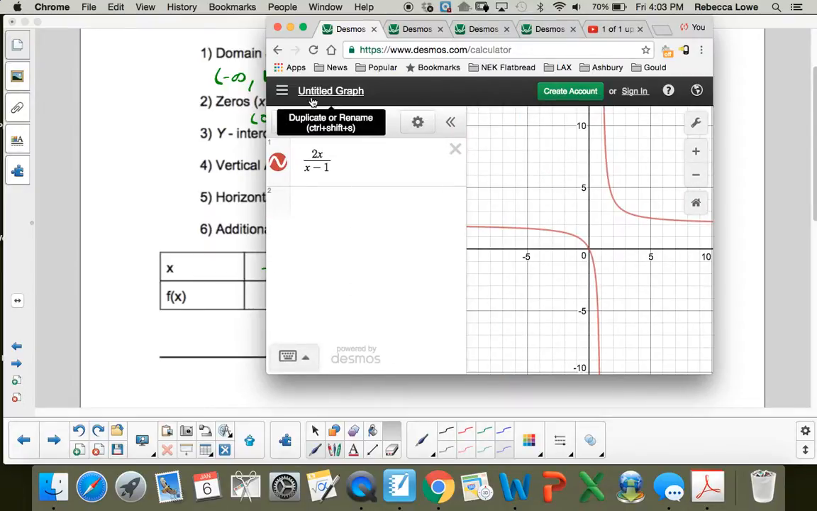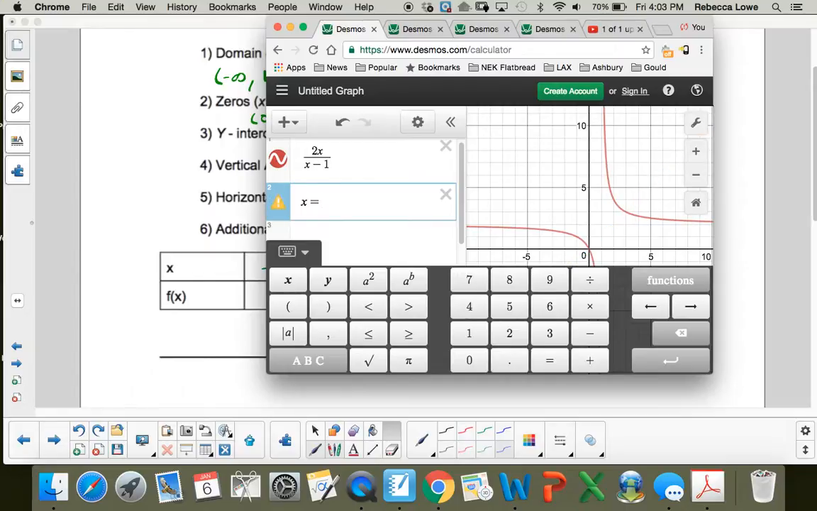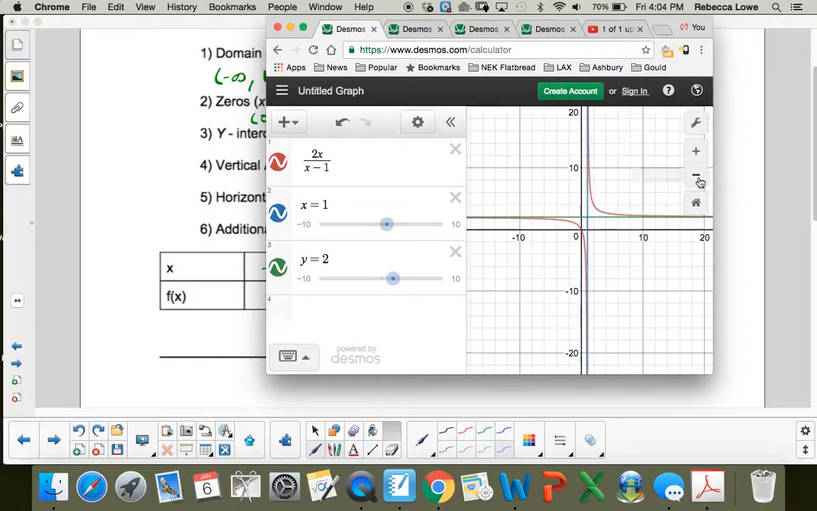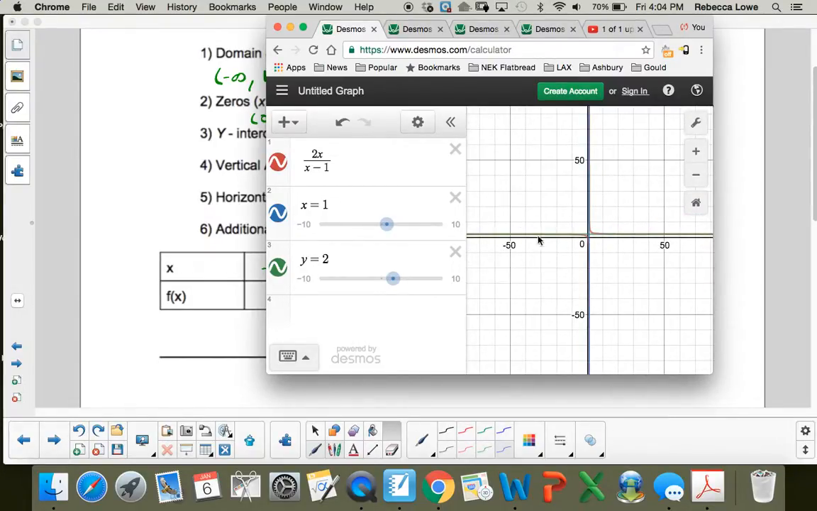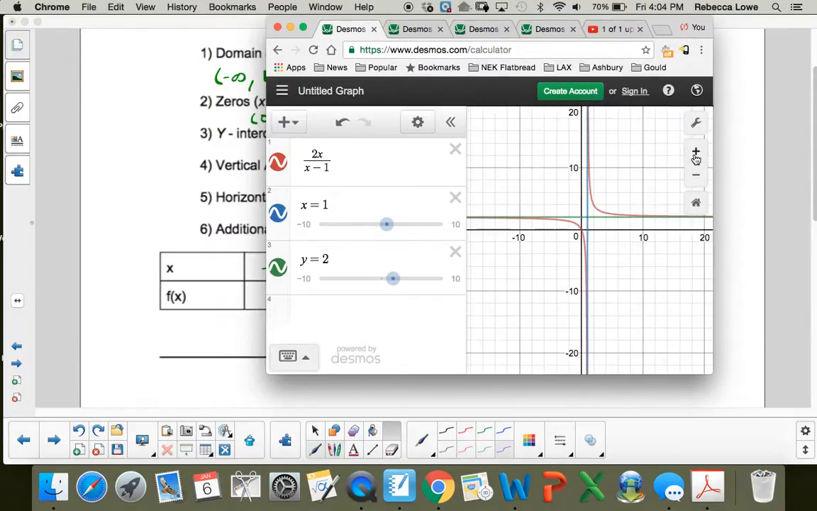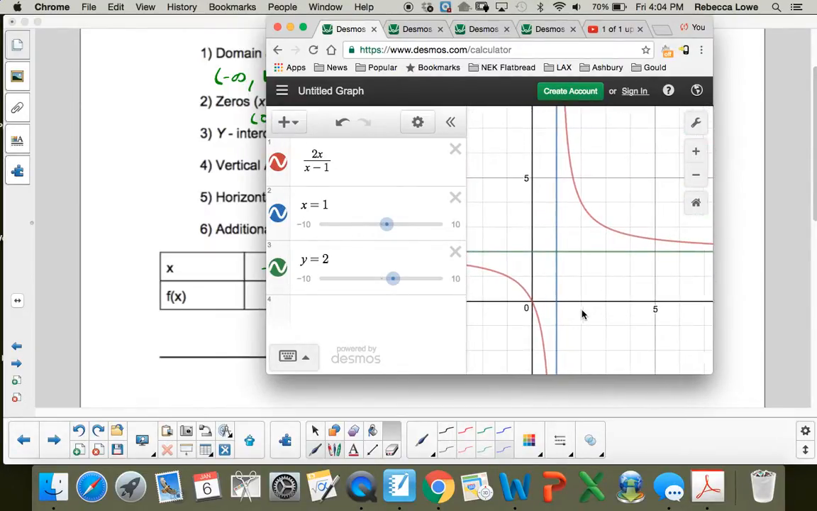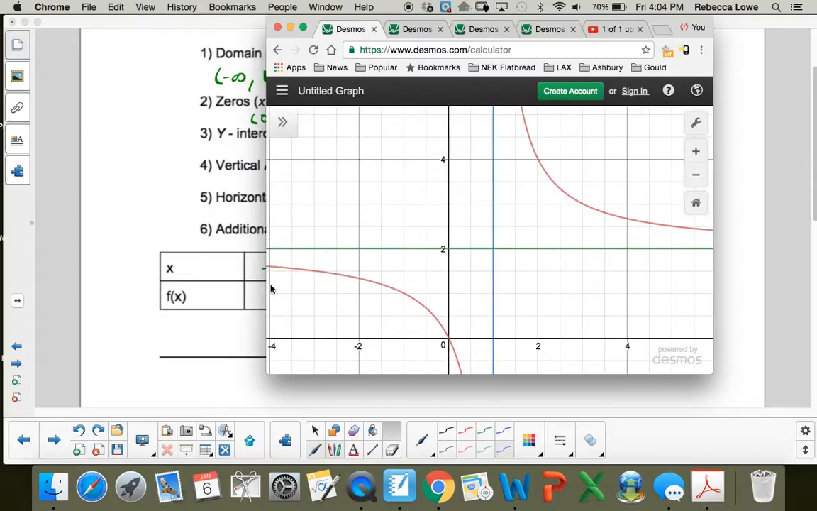And I can type in those equations if that helps. So if you do x equals 1, see how the red line is getting really close to the blue line, but it's never going to touch it. And then the horizontal asymptote is y equals 2. You can see that the graph is getting close to it. It could cross it, but it doesn't here. So that just shows the asymptotes.